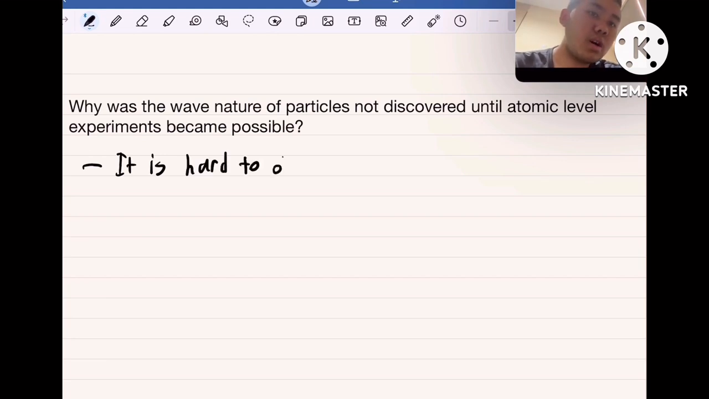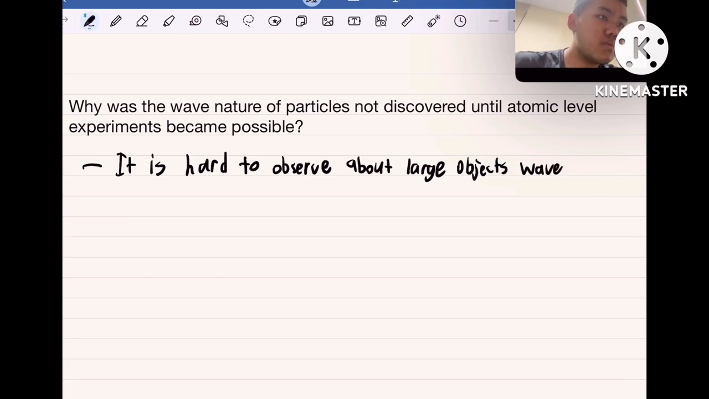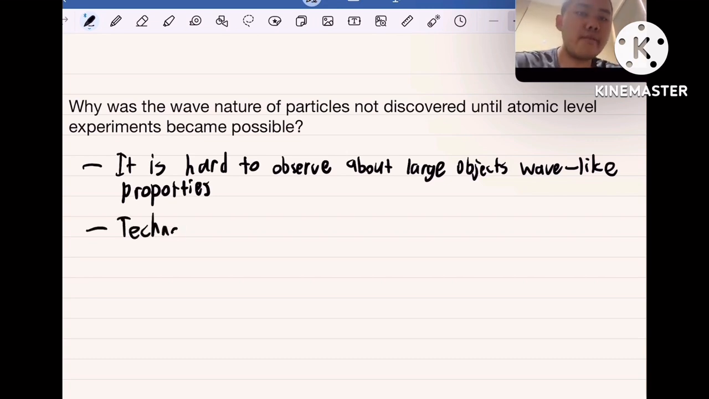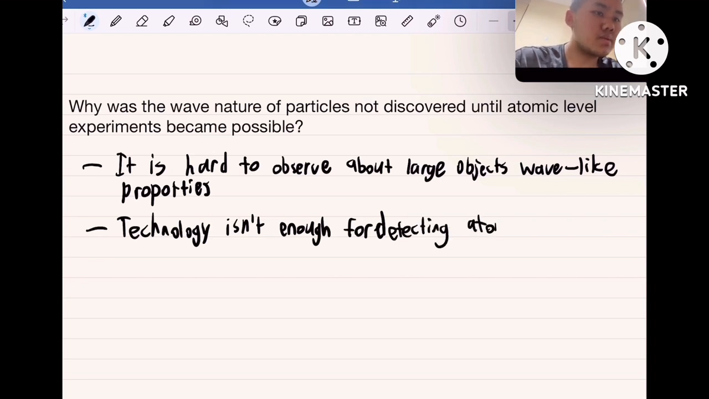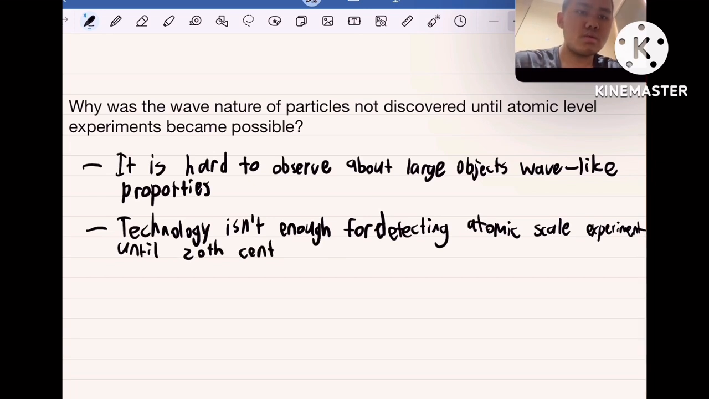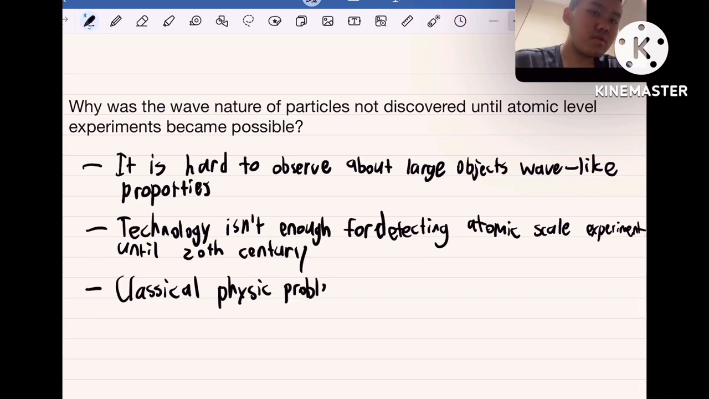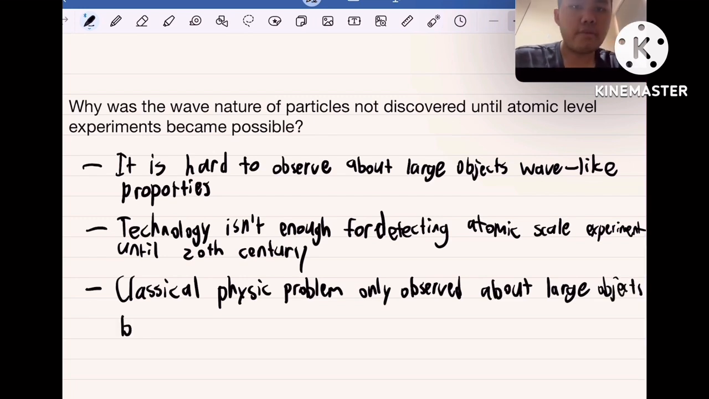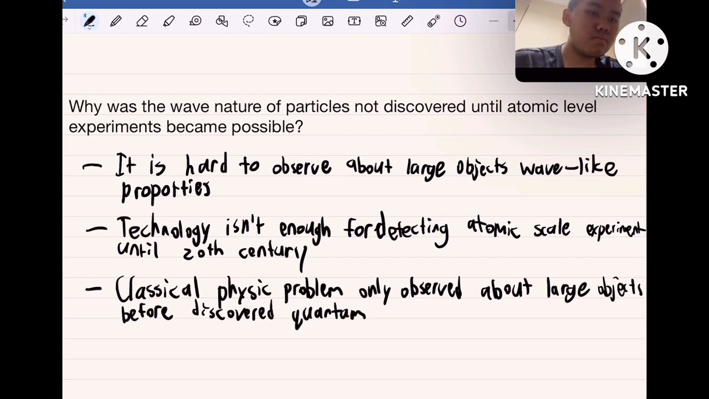For the first reason, it is hard to observe wave-like properties of large objects in our daily life. The second reason is that technology was not sufficient for atomic-scale experiments in that era, until the 20th century. And classical physics only observed large objects that could easily be observed before the discovery of quantum theory.